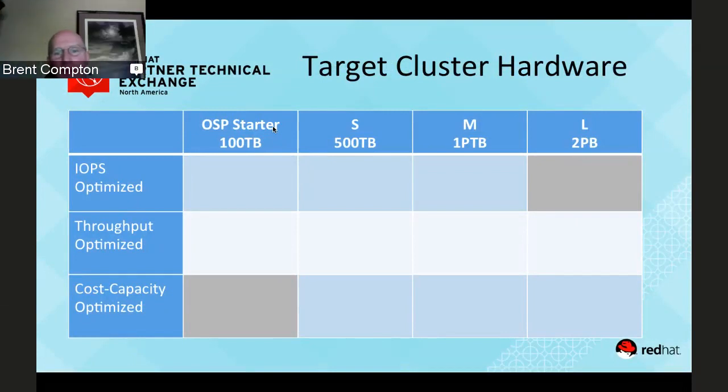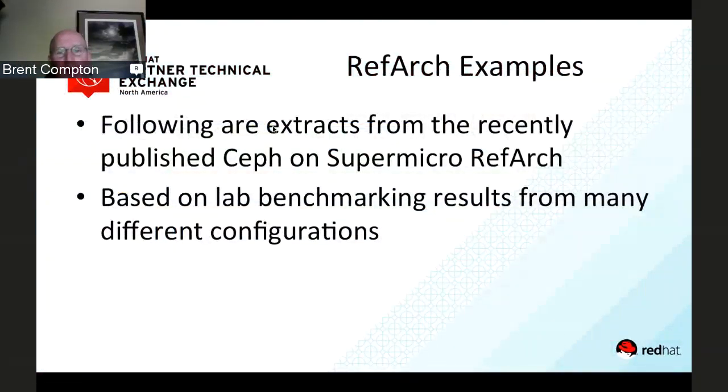We want to identify, of course, there are 100 different permutations that we could test. We want to narrow it down to a handful of configurations that theoretically should be optimized, and then we test them and publish the results. So what you're going to see on the next couple of slides are extracts from our recently published Ceph on Supermicro reference architecture.